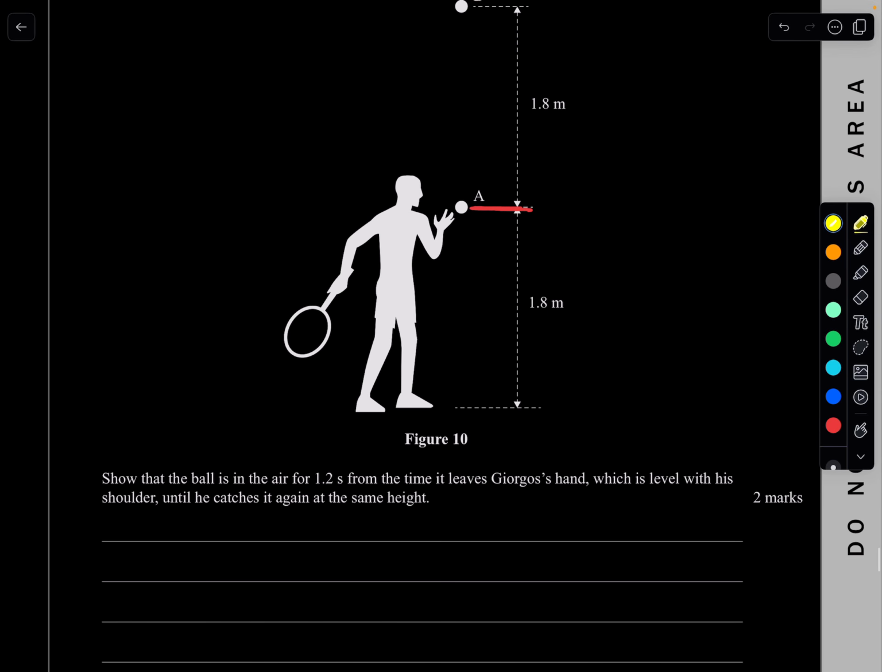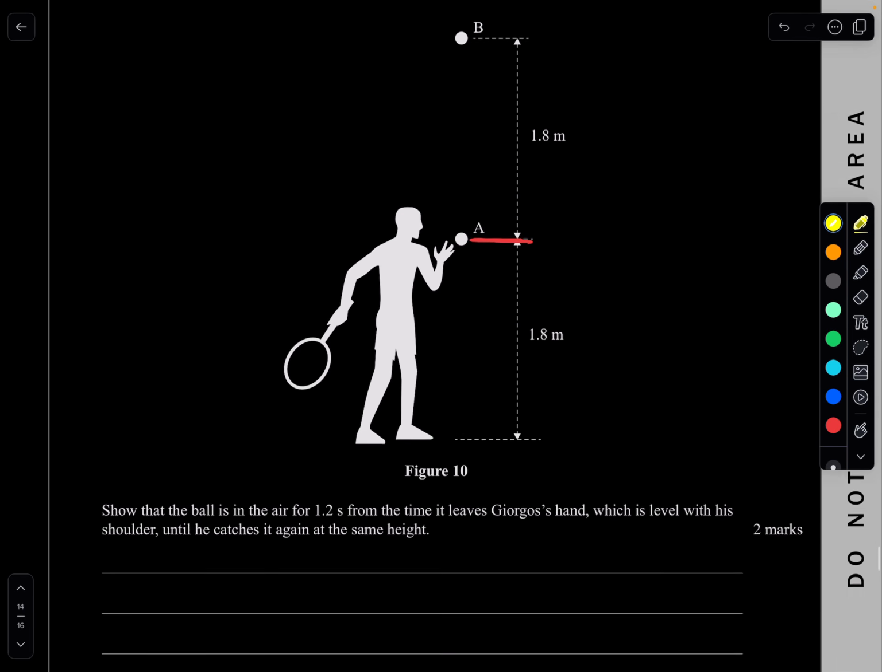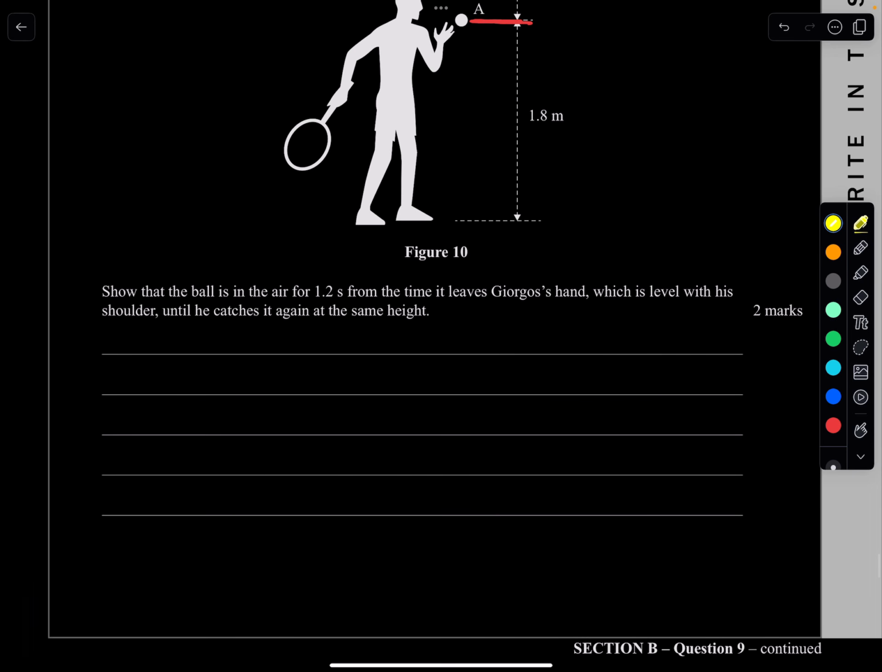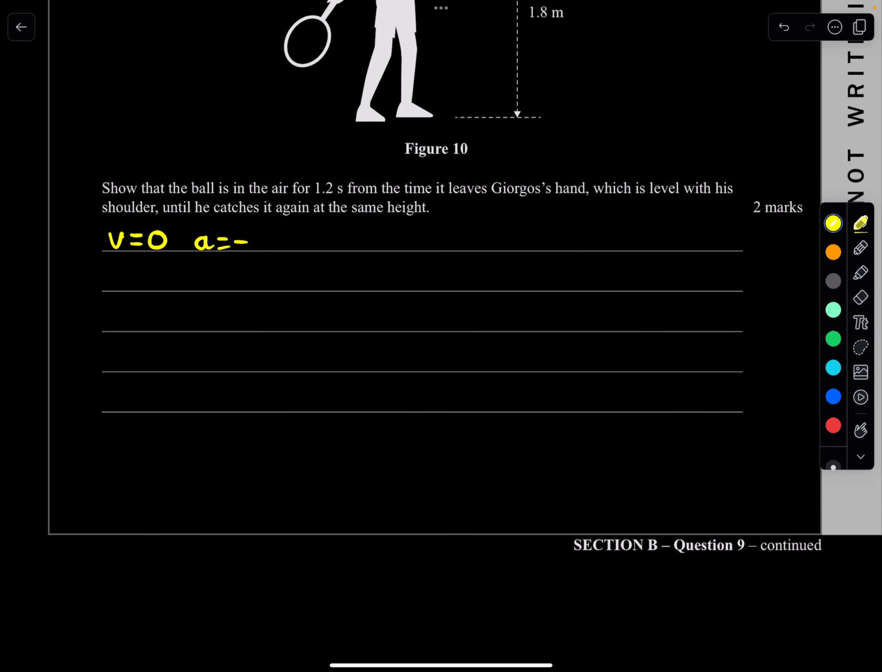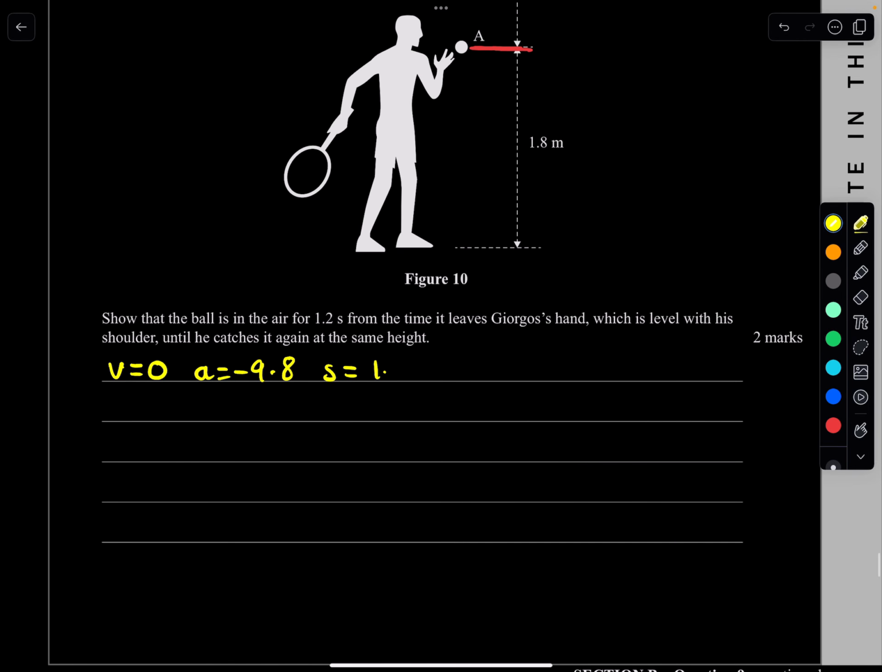So let's do that. We know that when he throws it, the final velocity has to be 0 at the top, your vertical velocity. Of course, acceleration is negative 9.8. S, your displacement, is going to be 1.8, and it's going to be positive. And we want to find the time. So we know that the formula should be S is equal to VT minus half AT squared, which is 1.8. That's going to be negative half, negative 9.8 T squared.